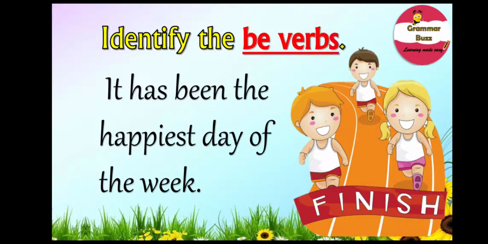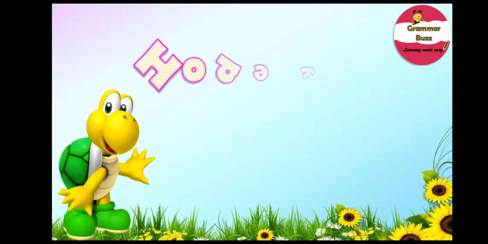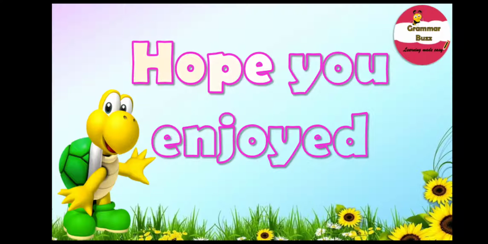Okay. Here is the last one for you. And it says, it has been the happiest day of the week. What do you think? What's up with this sentence? Which is the be verb here? Can you spot it? I think you can, and you already have. You are right. It is been. The be verb in this sentence is been. Good job. You did a fantastic job.